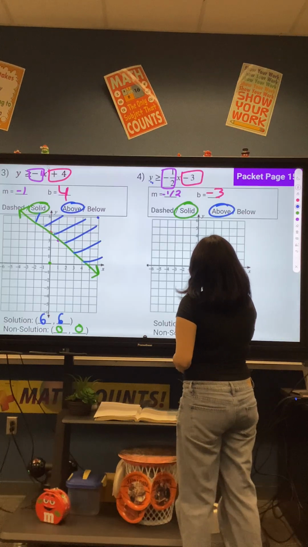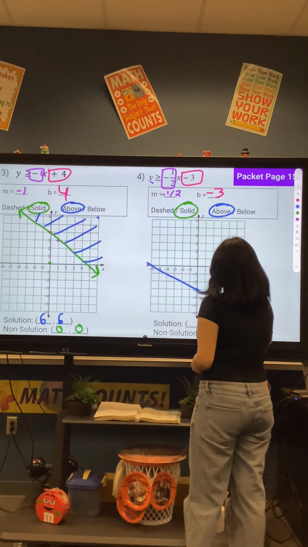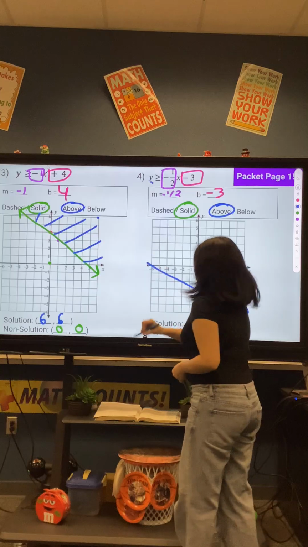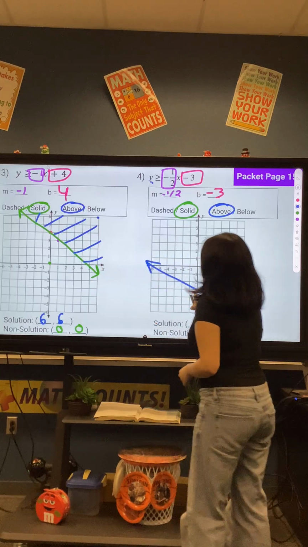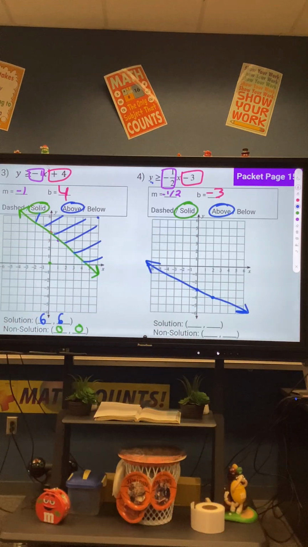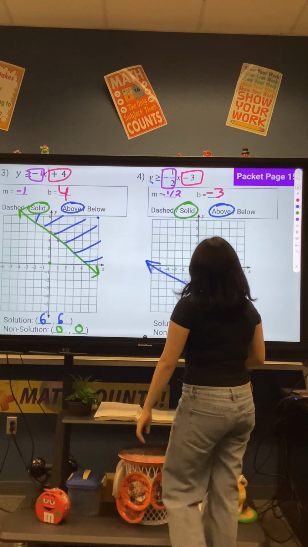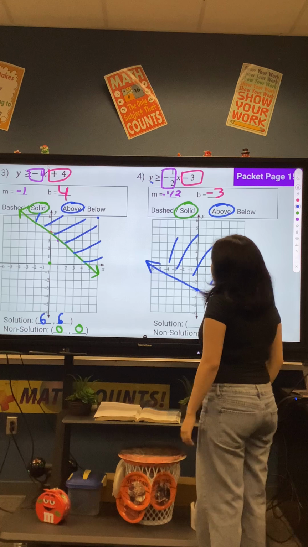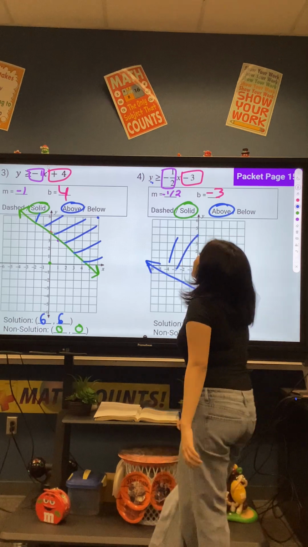Not too much shade now. Look at this one and then look at this. You have to shade above or below, right? You have to shade above. There you go. I don't know what kind of shade work that is. It's okay. Hold on, you're not done yet.